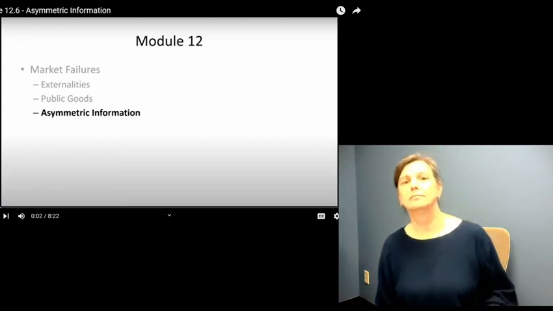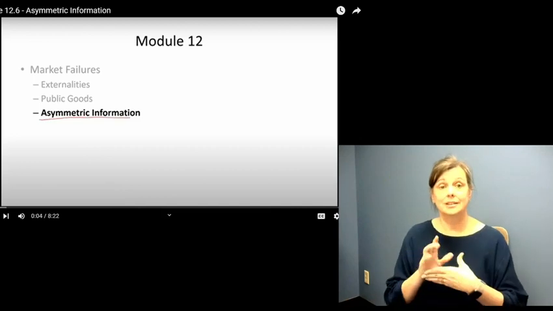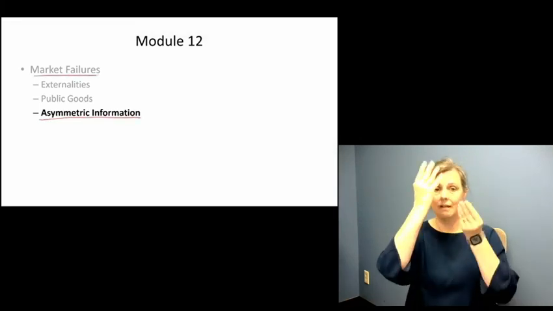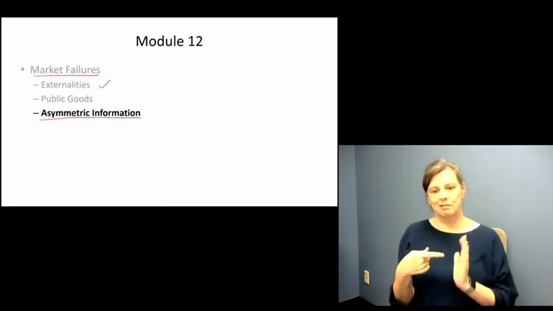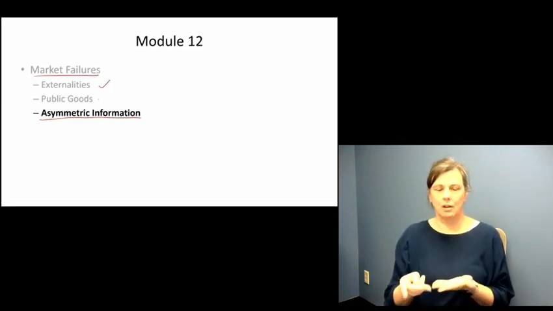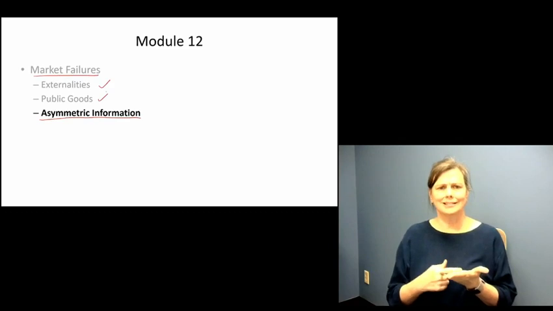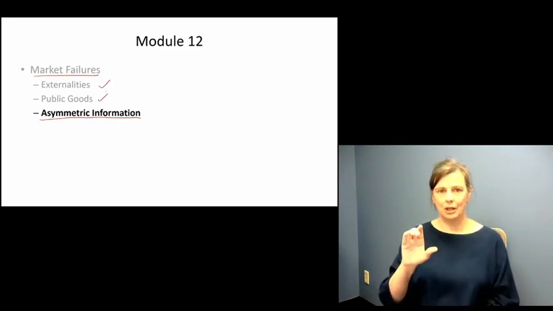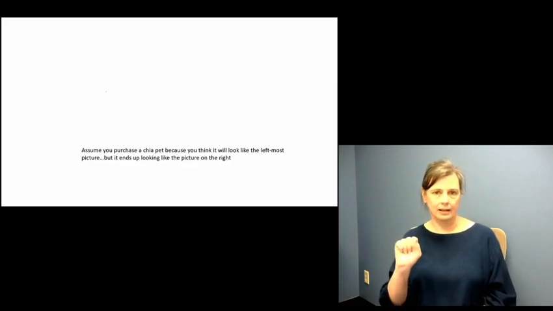In this video, we will discuss asymmetric information as another category of market failures. We've already discussed how negative and positive externalities and how public goods can lead to deadweight loss. Let's see how a lack of information or misinformation can also cause deadweight loss.